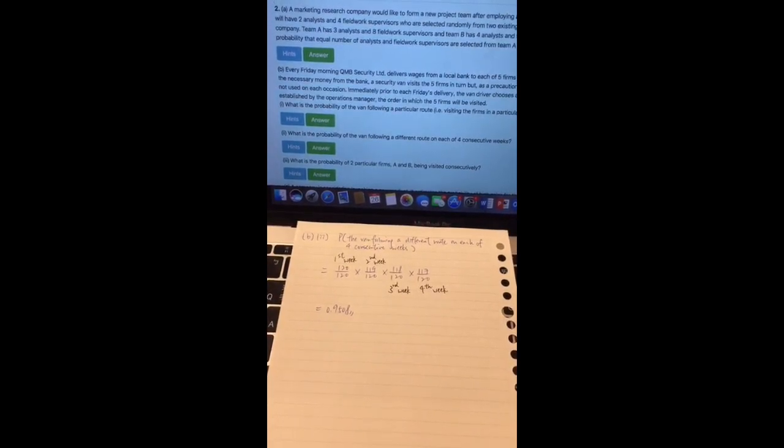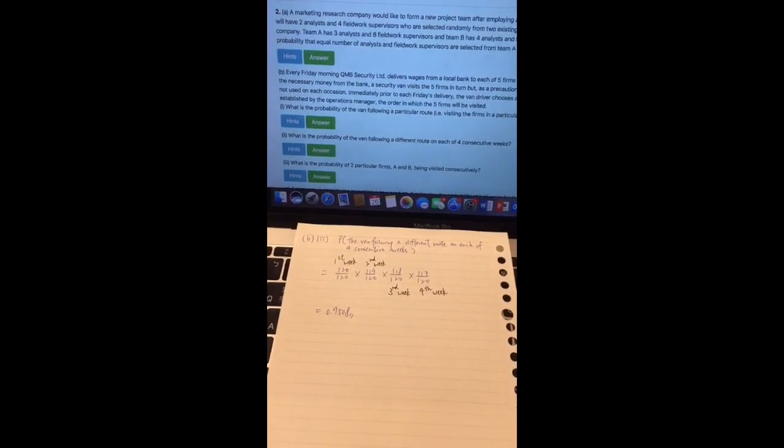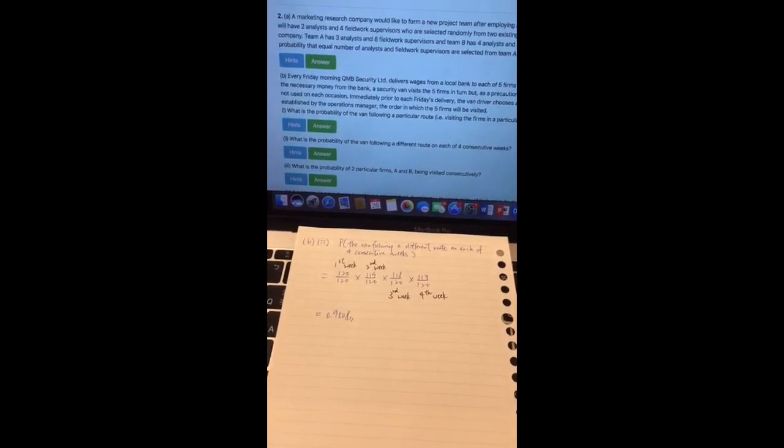For part B2, the question is what is the probability of the van following a different route on each of the 4 consecutive weeks? From B1, we know that there are 120 routes for the van driver to choose. First of all, in the first week, the van driver can choose any of these 120 routes. So the probability is 120 over 120.